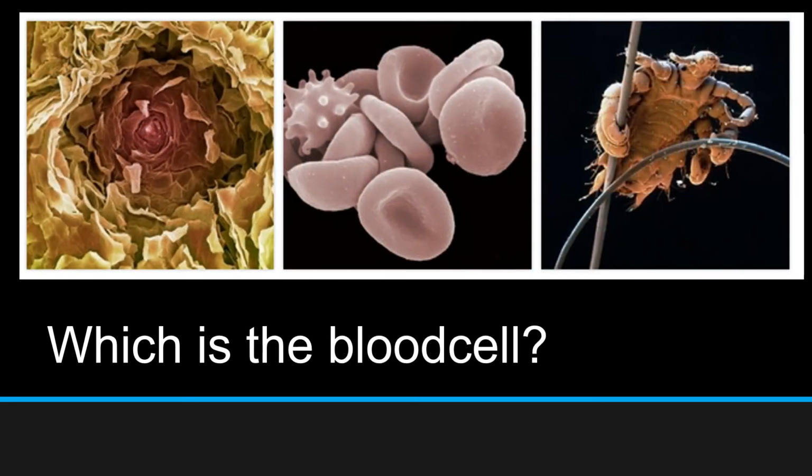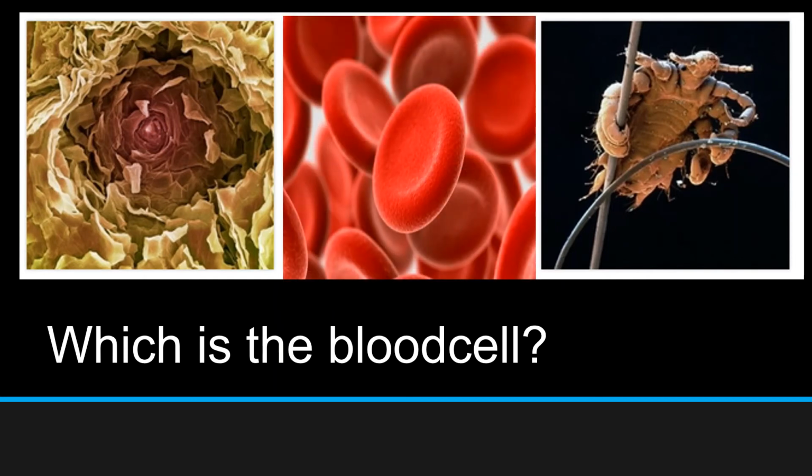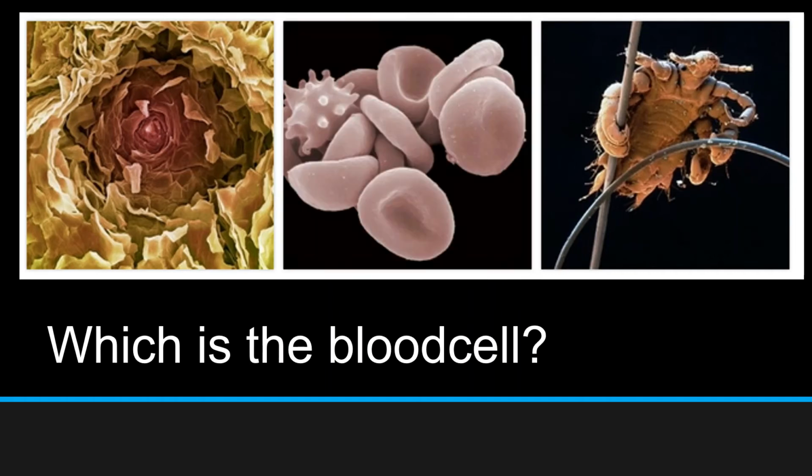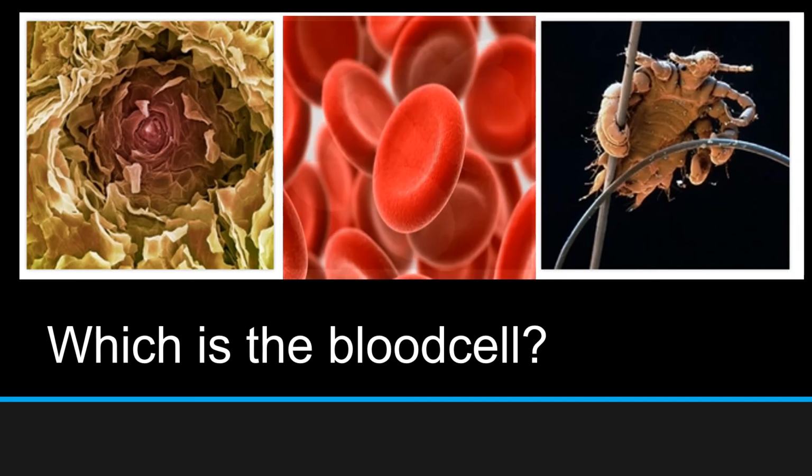Moving on to the next question. Which is the blood cell? So having a look, which one of these did we think was the blood cell? It was, of course, the middle one. And actually, because blood cells are very small, they look quite similar to what we think of them as under a microscope. So as you can see, they've got a very similar shape and same colour. So those in the middle, the ones that look like the blood cells, were in fact the blood cells. So well done if you got that one correct.